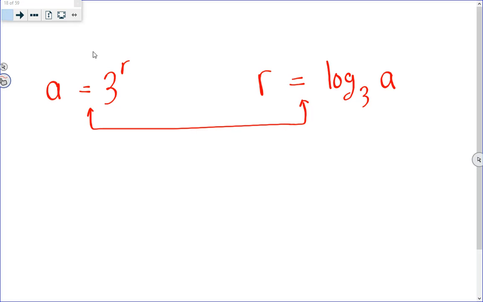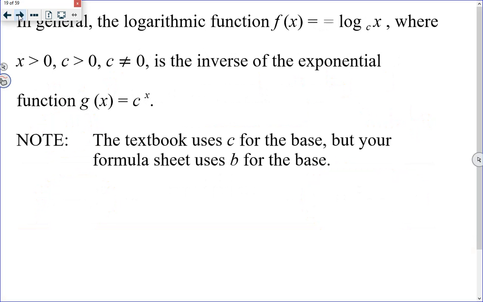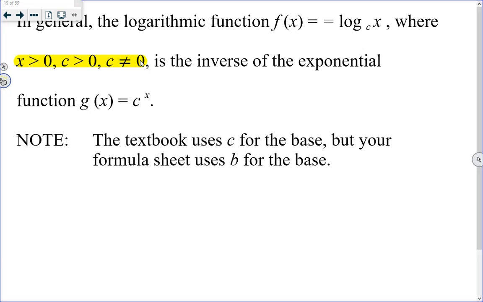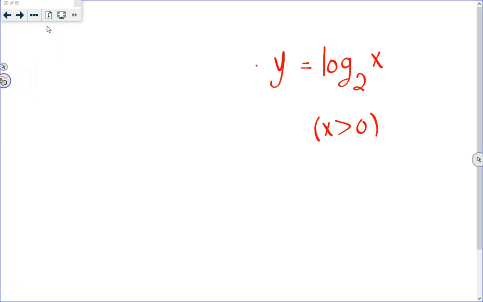Now, there are some things we have to be aware of with this logarithm concept. So a logarithmic function is y equals log base c of x, and then it has all this stuff. Look at all this stuff. It has x must be greater than 0. Let's talk about that for a second. If I have y equals log base 2 of x, why does x have to be greater than 0? Well, if I write that in exponential form, it becomes 2 raised to the y equals x.